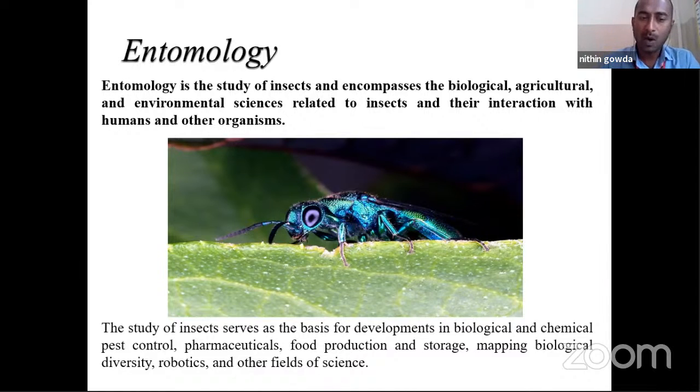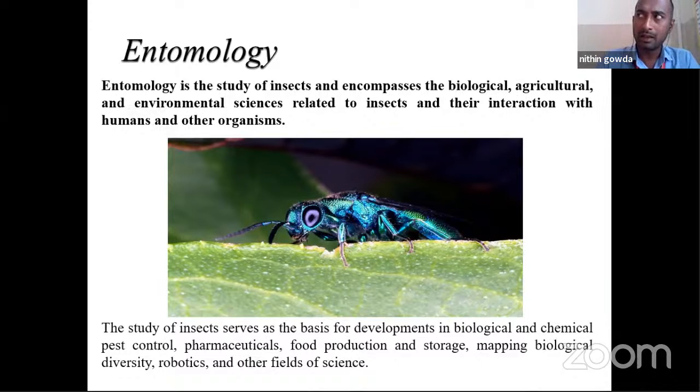So what's the advantage? Why do you need this computational entomology branch? Entomology serves as a basis for the development of biological and chemical pest control companies, pharmaceutical companies, food production companies, biological diversity, robotics, and so on. How is entomology related to pharmaceuticals? For example, consider the mosquito, which is also an insect.